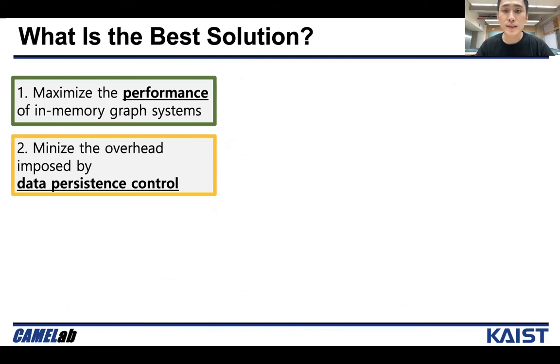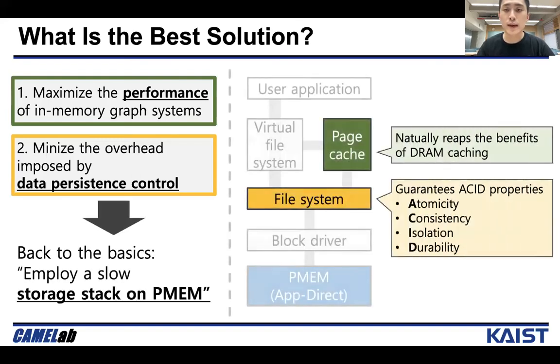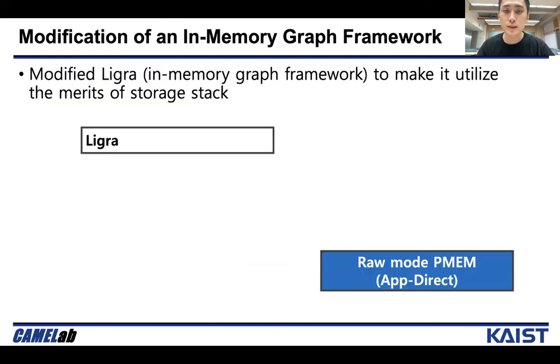Based on our observations, it should maximize the performance of in-memory graph systems while minimizing the overhead imposed by their persistence control. And in this work, we focus on the benefits of the conventional storage stack instead of using the current solutions. Since the page cache naturally reaps the benefits of DRAM caching, it can take the performance benefits that PMEM in the memory mode enjoys. In addition, the legacy file system guarantees ACID properties in a natural way. Thus, it can minimize the overhead brought by the hand-worked persistence control management.